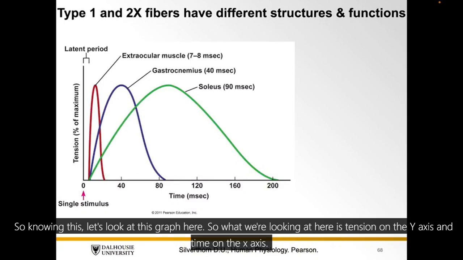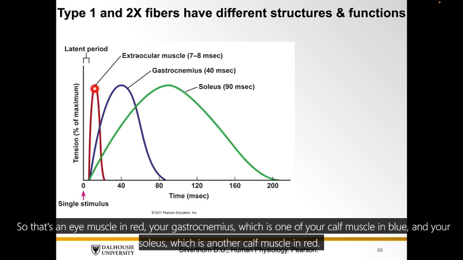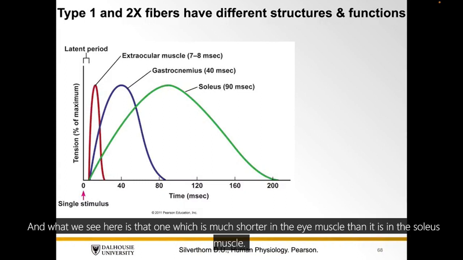So knowing this, let's look at this graph here. What we're looking at here is tension on the y-axis and time on the x-axis. So it's really looking at one twitch for different types of muscle. That's an eye muscle in red, your gastrocnemius, which is one of your calf muscles, in blue, and your soleus, which is another calf muscle, in red. And what we see here is that one twitch is much shorter in the eye muscle than it is in the soleus muscle.